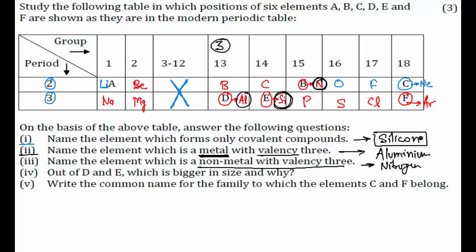Okay, or you can write like also silicon is basically your E. Aluminium is your D. And nitrogen is your B.